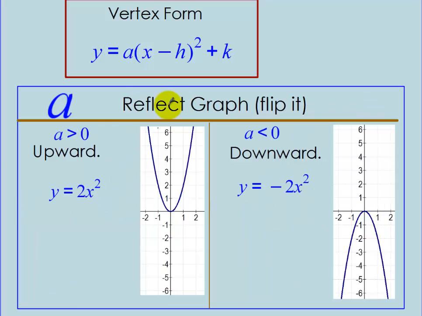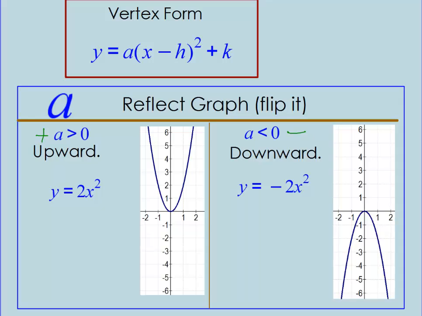Other things about that a, it reflects the shape of the parabola, or it flips it. So if a is positive, a is greater than 0, the graph goes upward, so it forms like a U. If a is less than 0, so it's negative, it's going to go downward. It's like a sad face, so it goes down and forms a mountain. And the top's going to be right there.